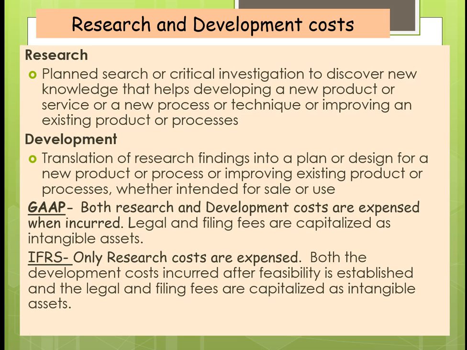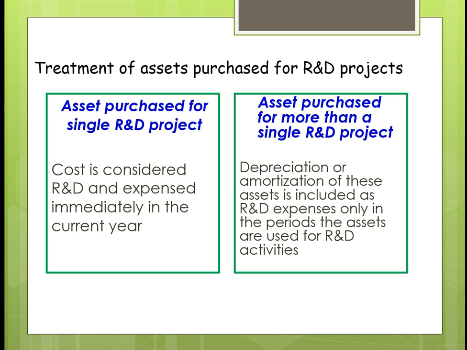Now, what about if we buy something for an R&D project? Well, if the asset is purchased for a single R&D project, we have to expense it as part of R&D. However, if we buy an asset and it's going to be used on multiple projects, then we can capitalize it, depreciate or amortize it, and include it as part of R&D expenses only in the period the assets are used for the R&D activities.